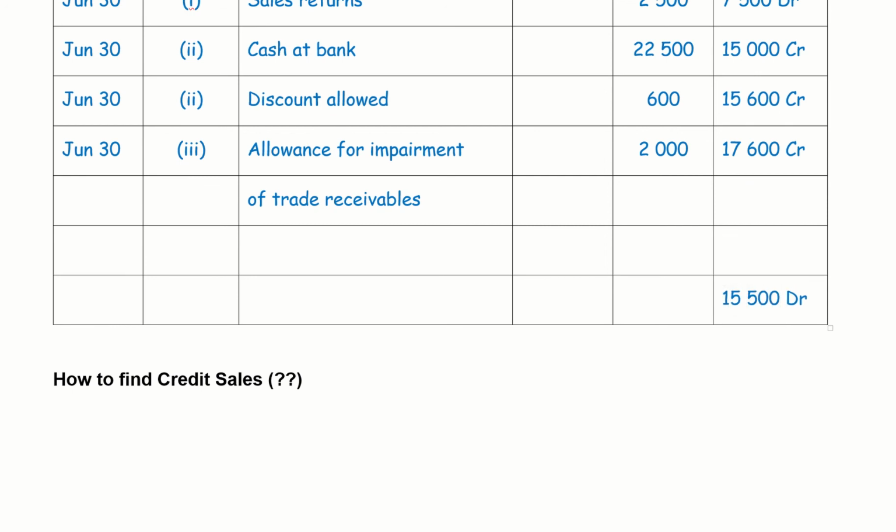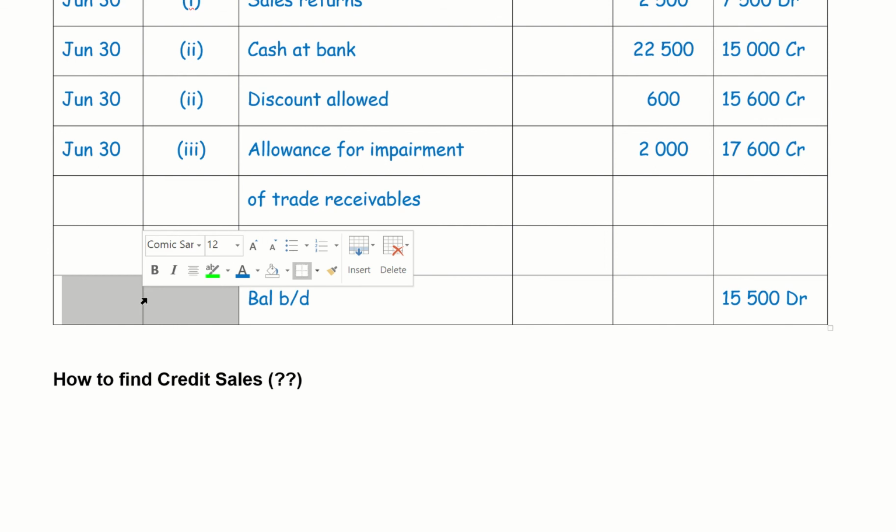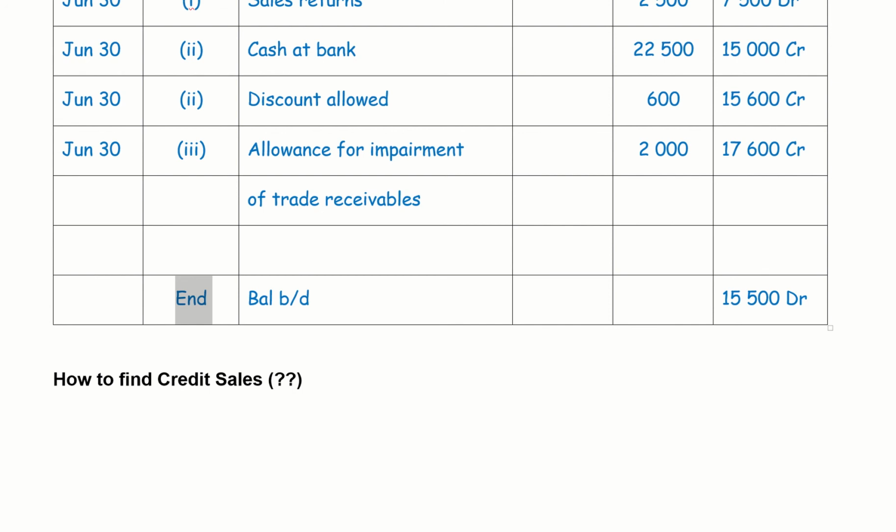$15,500. Alright? So how do I tell people that this is the ending balance? Typically, I tell people that this is the ending balance by writing balance brought down. And this is my ending balance, right? The ending balance brought down is usually on the 1st of July.